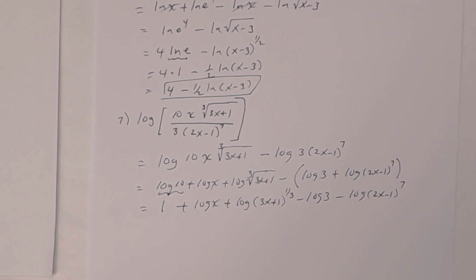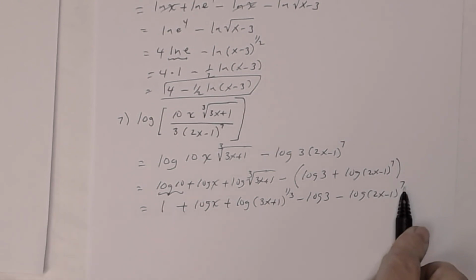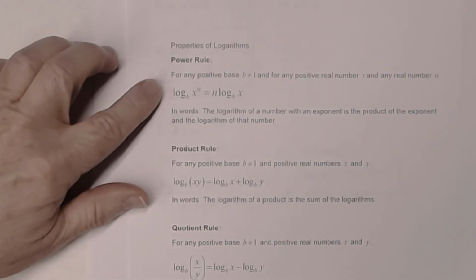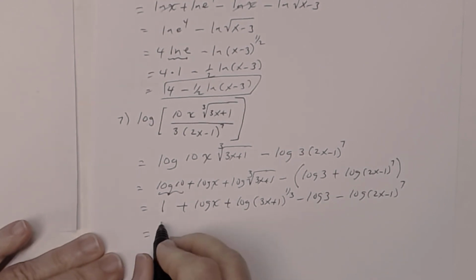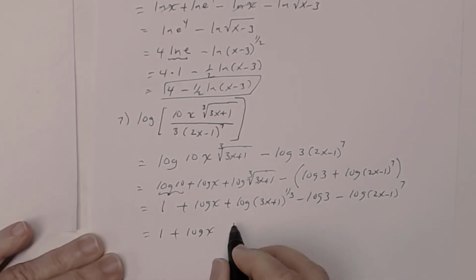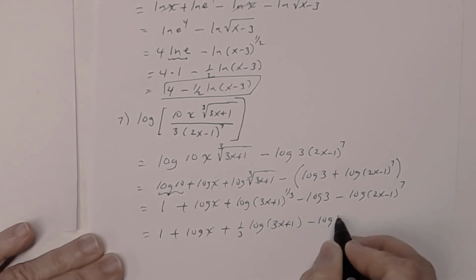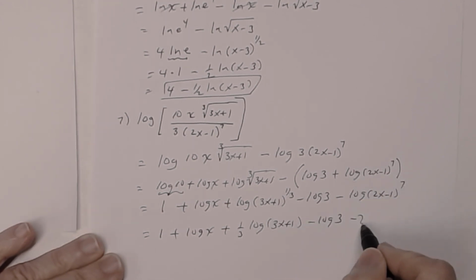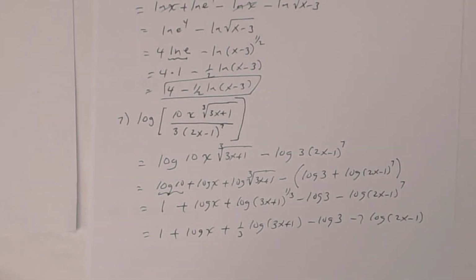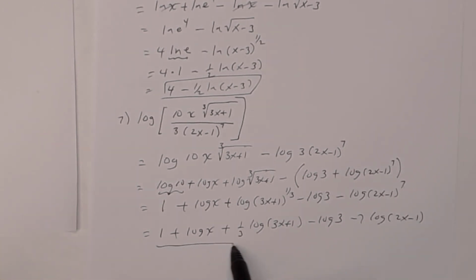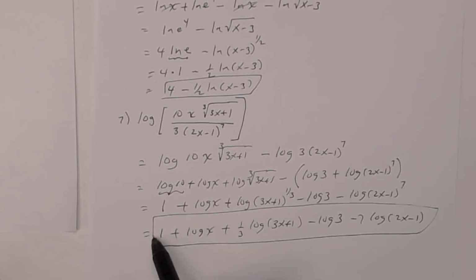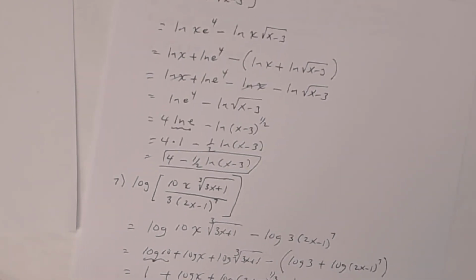We're not done yet, and the reason we're not done is because of those exponents that you see here. And so then that means I can use the power rule. So this becomes 1 plus the log of x plus 1/3 times the log of 3x plus 1 minus the log of 3 minus 7 times the log, in parentheses, 2x minus 1. And that's all you can do. There are no like terms to combine, and so that's it. That is your answer. Okay? All right. So that's expanding.